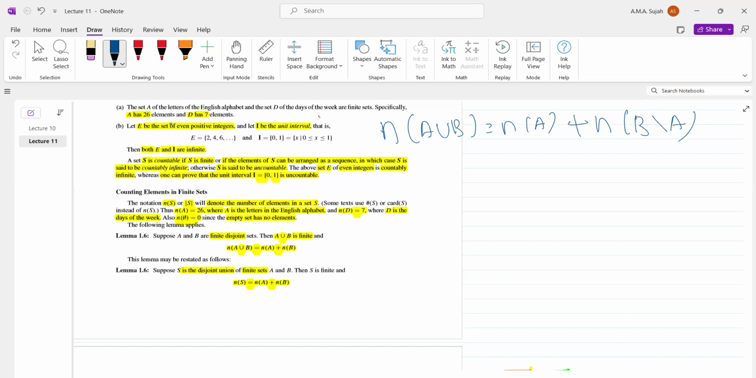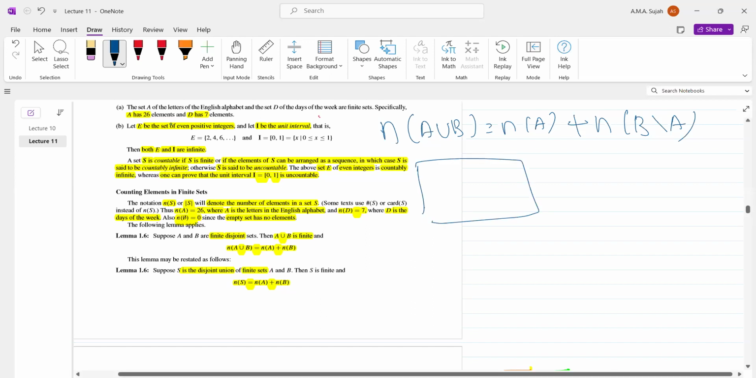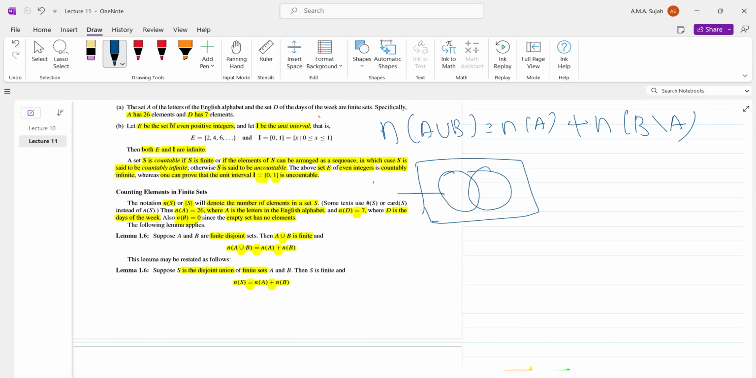So how can you find out? You can just plot the diagram, right? This is A, this is B, right? Number of A means all the elements belonging to this entire circle, right? Entire circle.